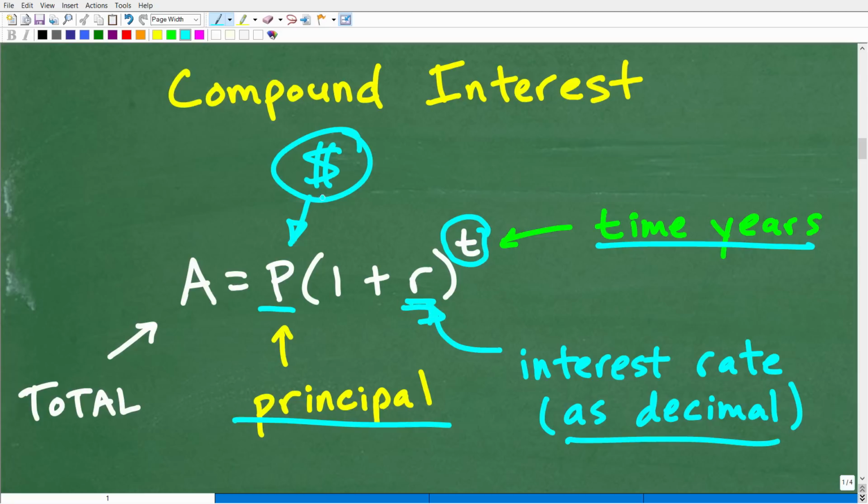All right, so now that we have this money and we're going to invest it for T years at this R interest rate, the total amount that we're going to get when we are done investing is A, right? So this is the total amount of money we will have after investing for T number of years. Okay, so what we need to do here is apply this formula to the problem.